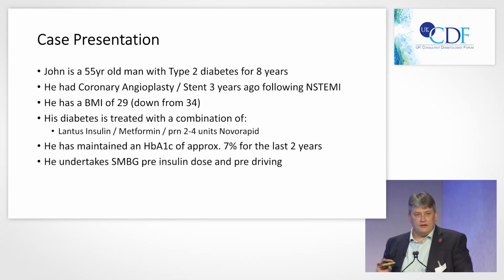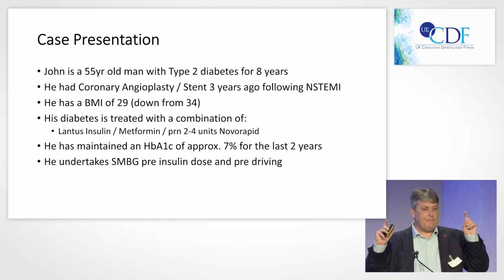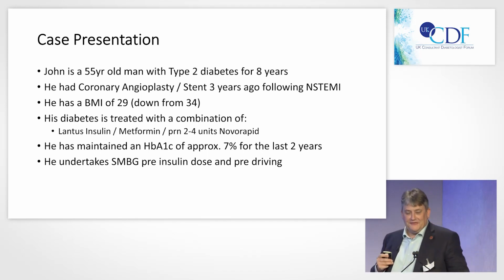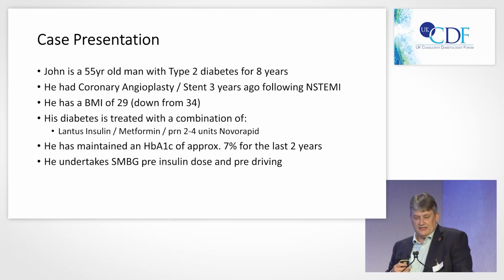So I think as a clinician, case presentations always help to try and bring out information like this. So I want to present an exemplar patient. He's a 55-year-old man with type 2 diabetes, which he's had for 8 years. 3 years ago, he had a coronary angioplasty and stent because he had an NSTEMI. He's managed in that 3 years to get his BMI down from 34 to 29, so doing really well with the dietary manipulation. He is at present treated with a combination of basal insulin, metformin, and occasional short-acting boluses.